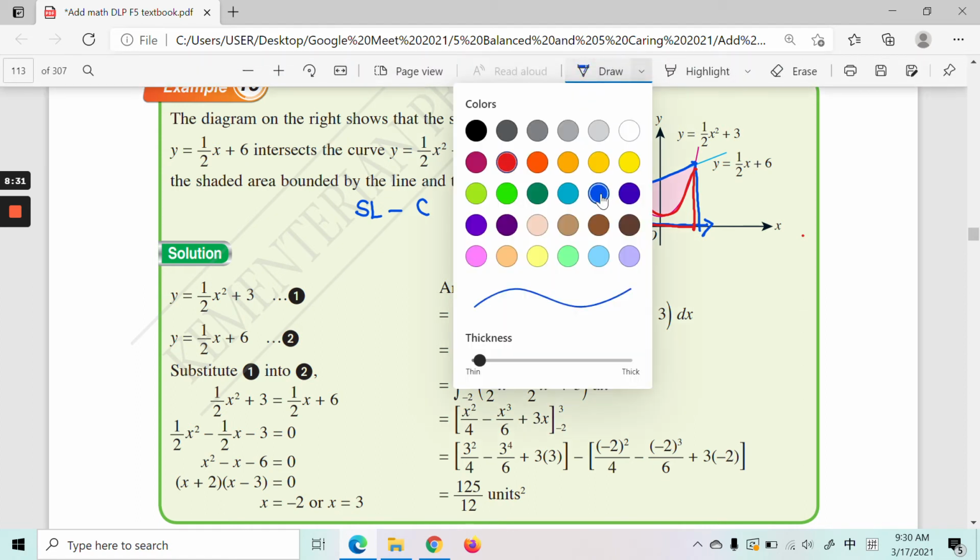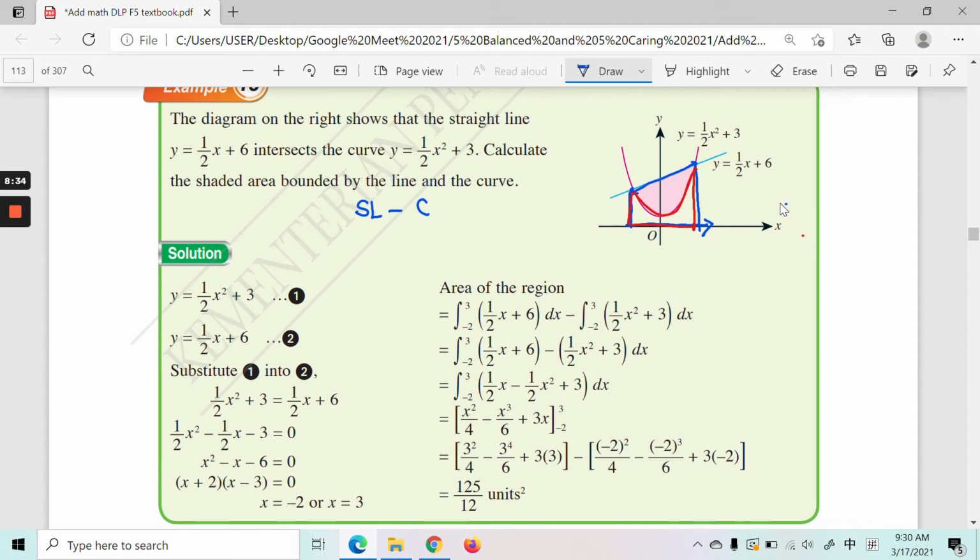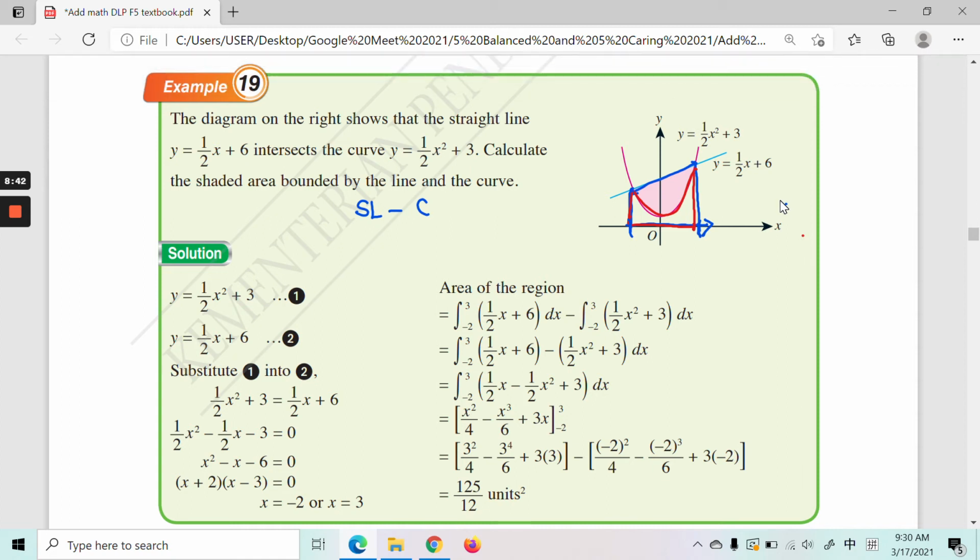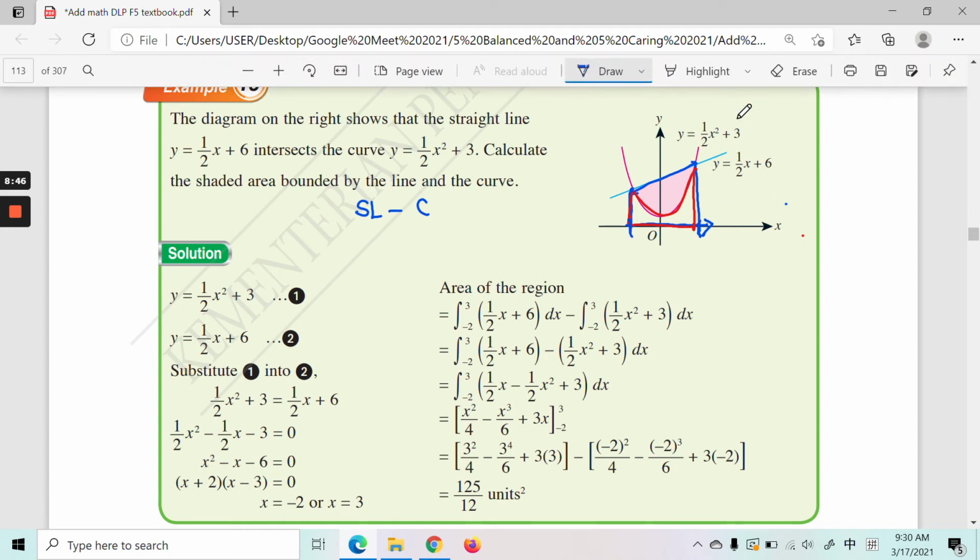So now the problem comes. How do you know what these 2 points, these 2 coordinates, are? What you need to do is notice that these 2 points are the intersection points between the curve and the straight line. So how to find the intersection point? You just solve it simultaneously.